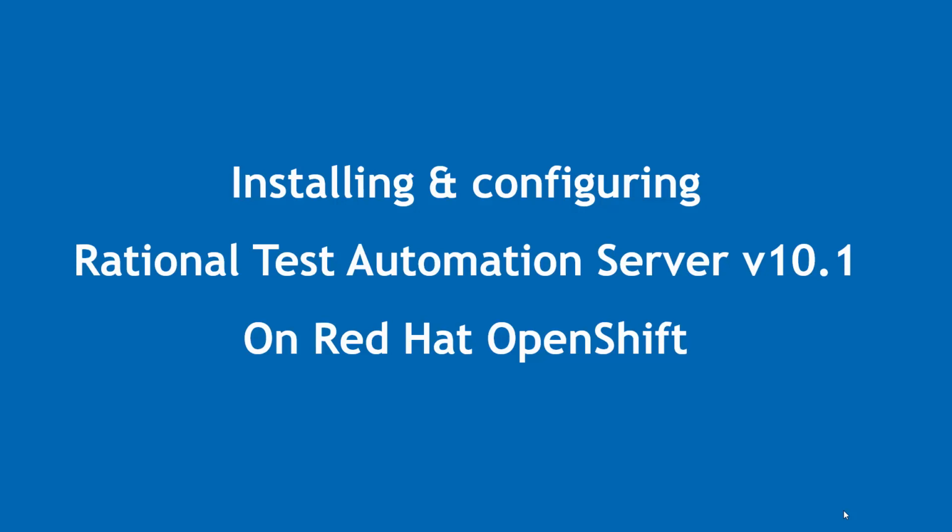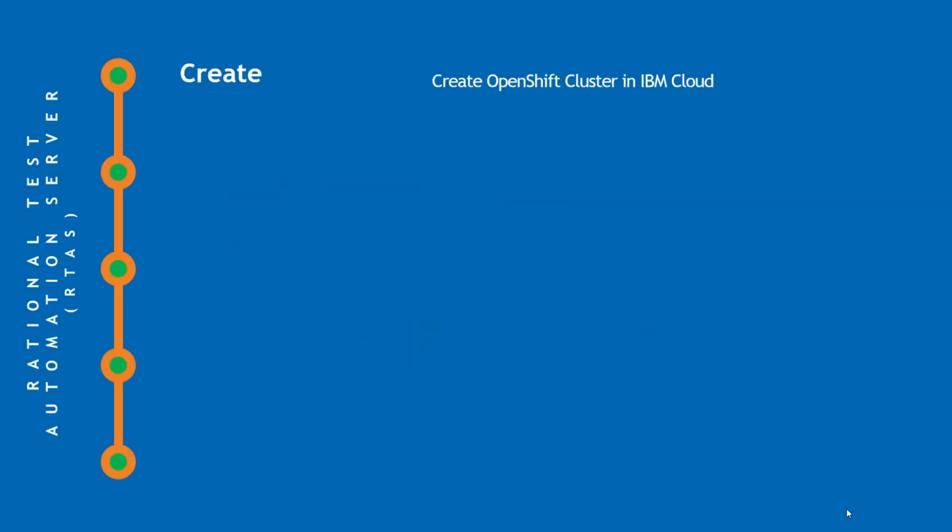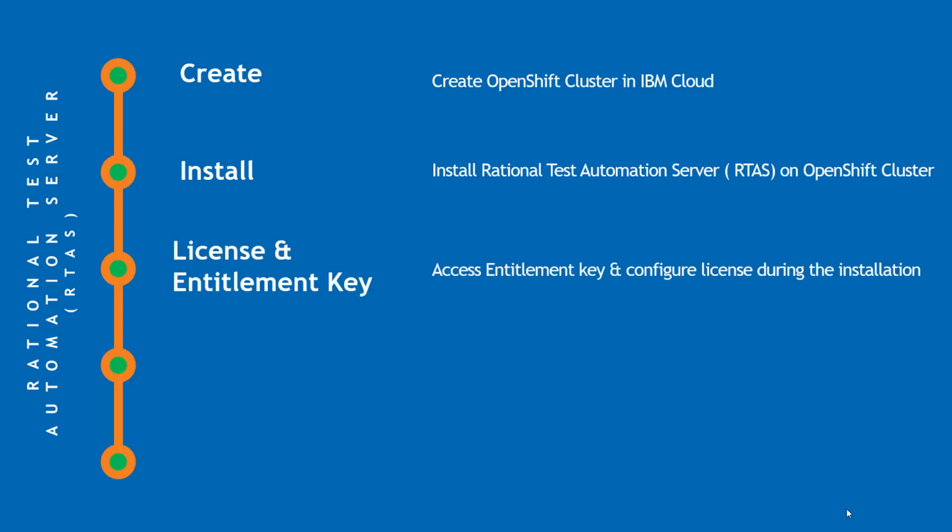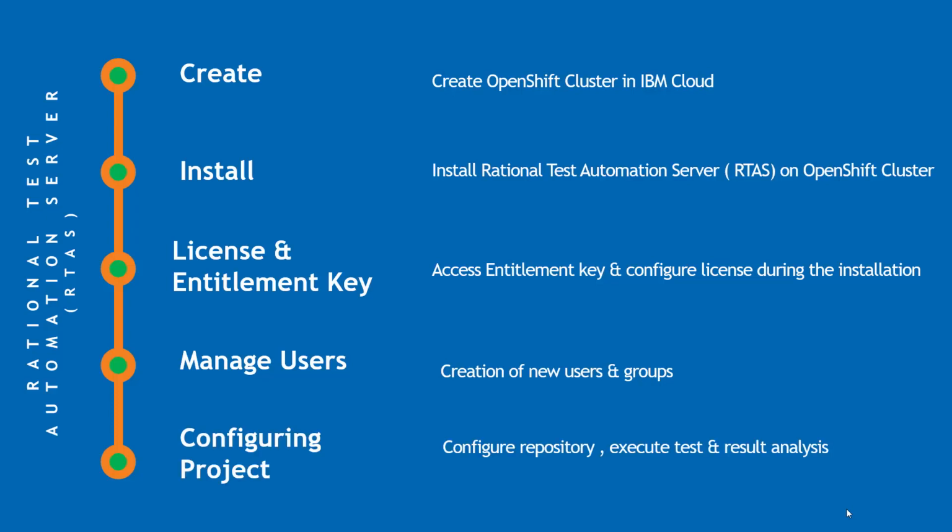In this demo, we are going to see the installation and configuration of Rational Test Automation Server on Red Hat OpenShift. We are going to start with creation of an OpenShift cluster in IBM Cloud, and then we are going to install the RTAS server, and we are going to configure the entitlement key and the licenses, and we are going to create a new user group, and finally we are going to configure the Git repository, execute some tests, and then analyze the results. Let's get into the demo.